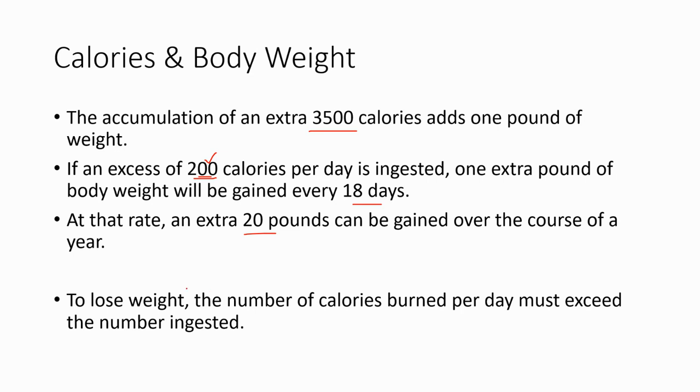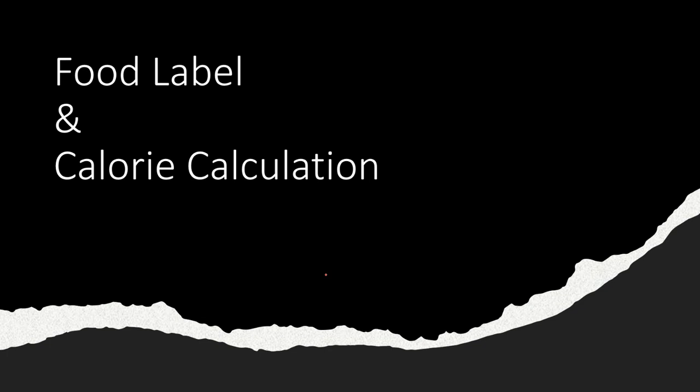Now, the reverse of that would be true too, right? If you were 200 calories a day short, you would lose a pound every 18 days, losing a total of 20 pounds in a year. To lose weight, the number of calories burned must exceed the number of calories ingested. So again, there's a direct relationship between how much food is ingested versus how much weight is gained or lost. So now let's take a look at food label and calorie calculation.